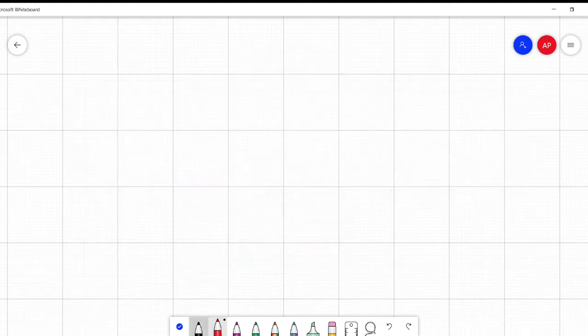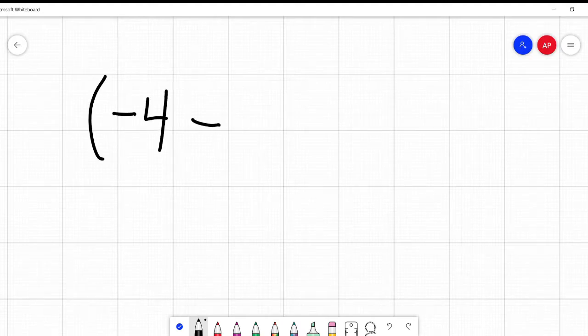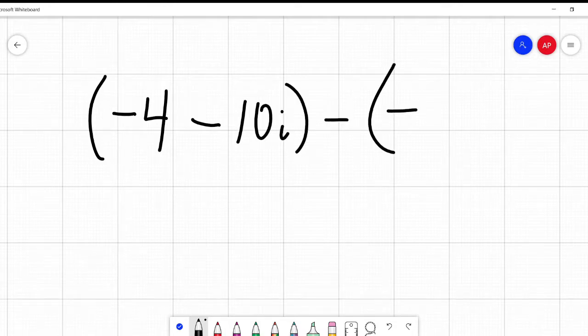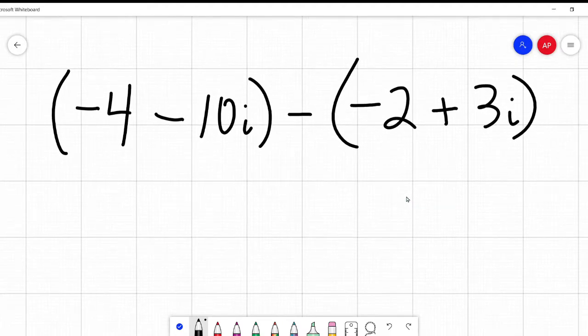One more example of that. If you had, let's say, negative 4 minus 10i minus negative 2 plus 3i. I love changing minuses to plus and negatives because then you can move things around, and I'm going to do it over here too. Minus 10i plus a negative. All right, I've got a minus in the middle right here, so I'm going to change that to a plus and then change the sign of everything inside the parentheses. Negative 2 becomes positive 2, and plus 3i becomes plus negative 3i.